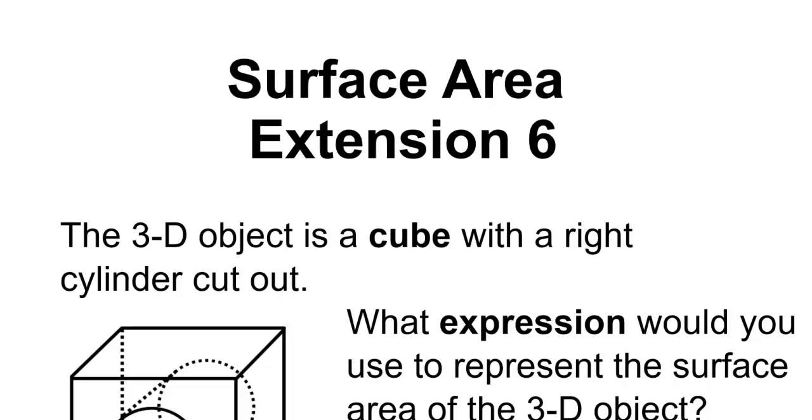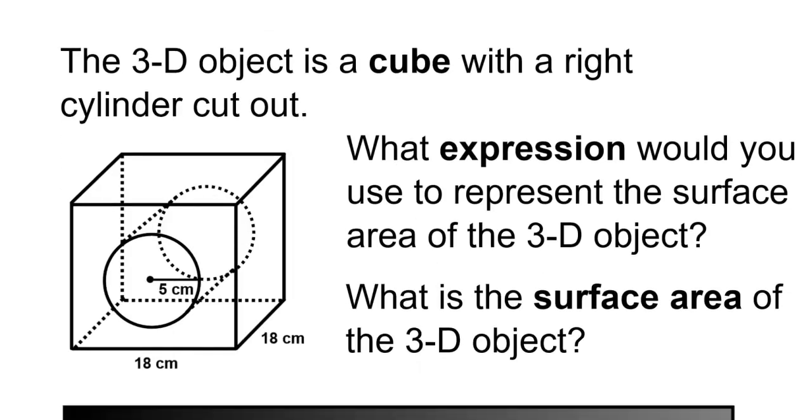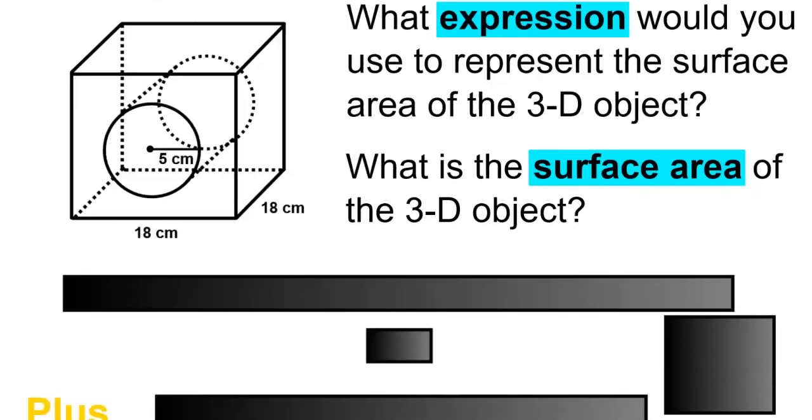Surface area, extension 6. The 3D object is a cube with a right cylinder cut out. What expression would you use to represent the surface area of the 3D object? And what is the surface area of the 3D object? We'll start by finding the expression.